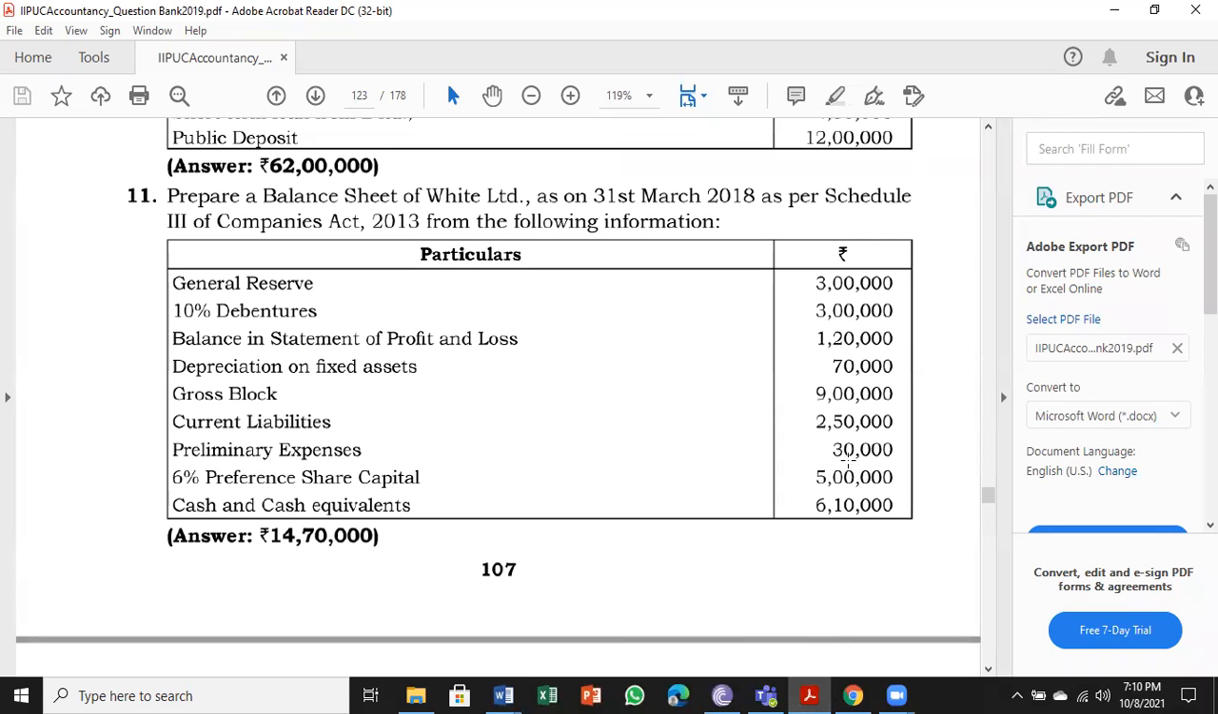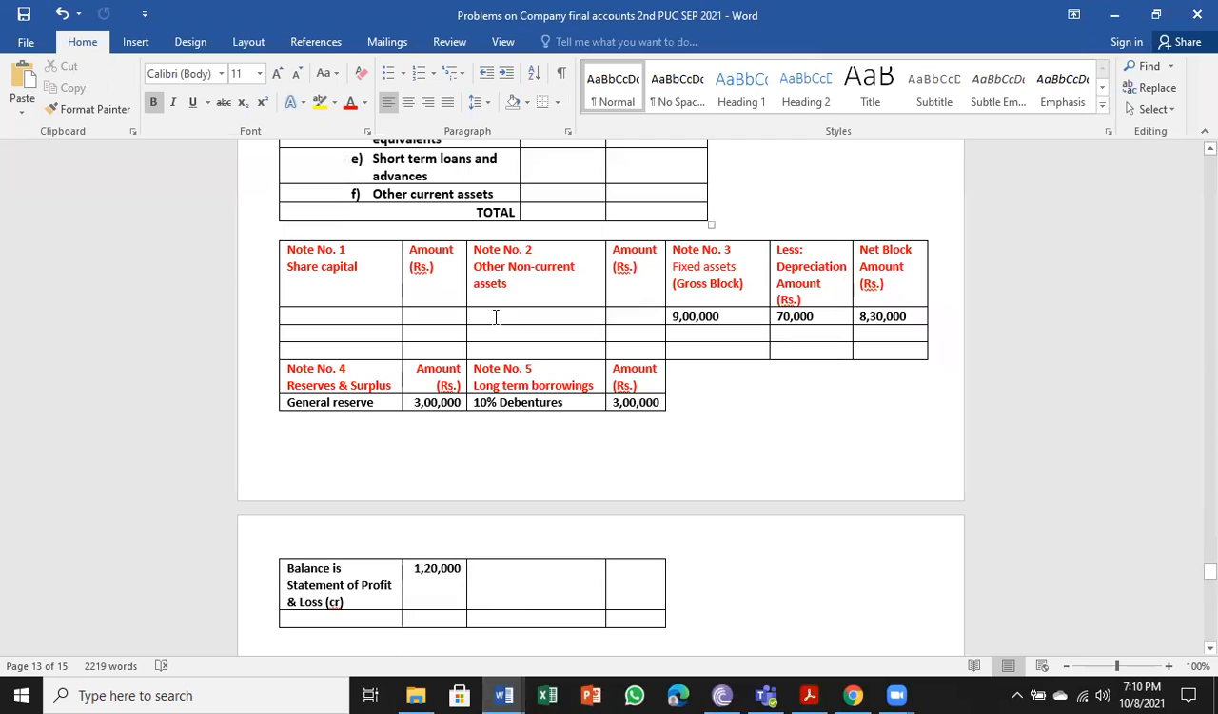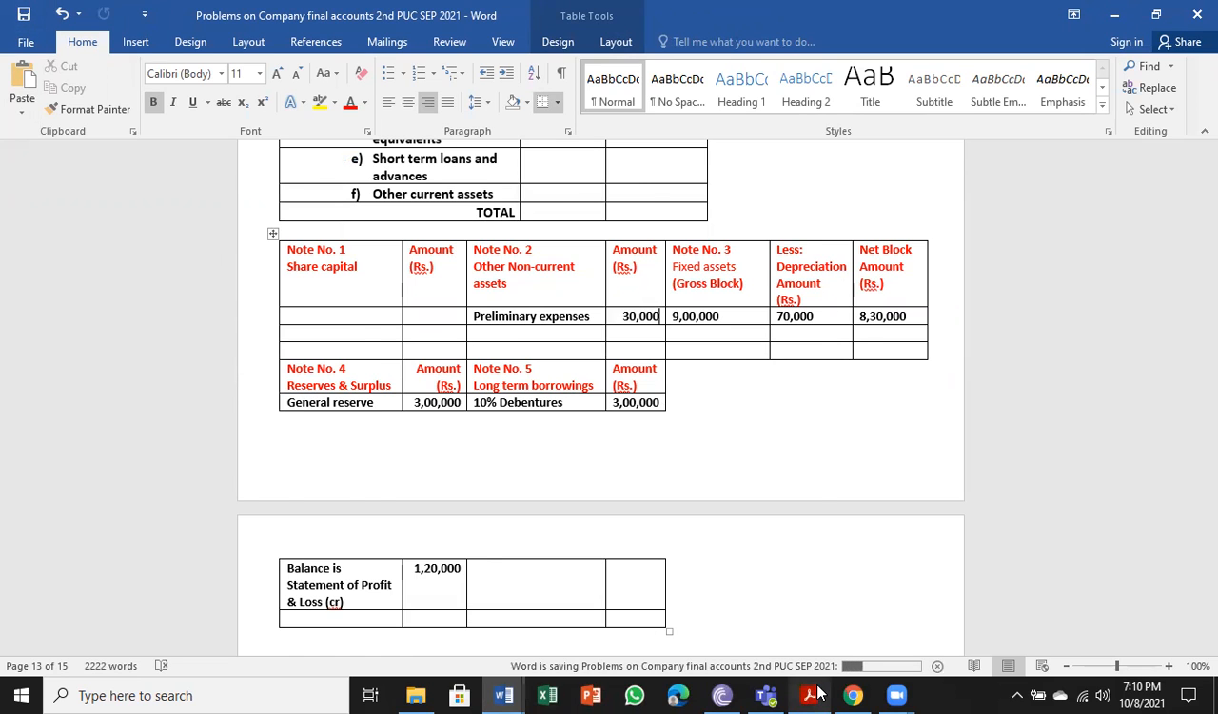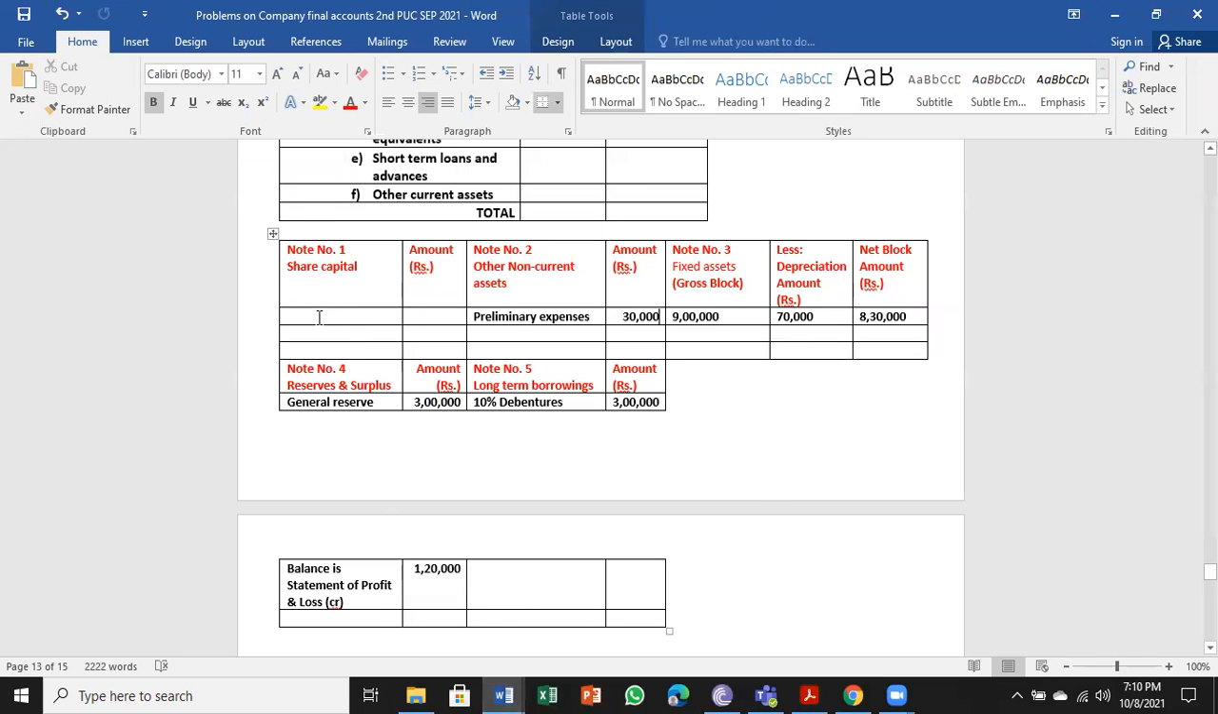Next, preliminary expenses, 30,000. I told it is going to come under other non-current assets. It is a loss. Preliminary expenses is a loss. It comes under other non-current assets. Next, 6% preference capital, 5 lakhs. It comes under share capital.